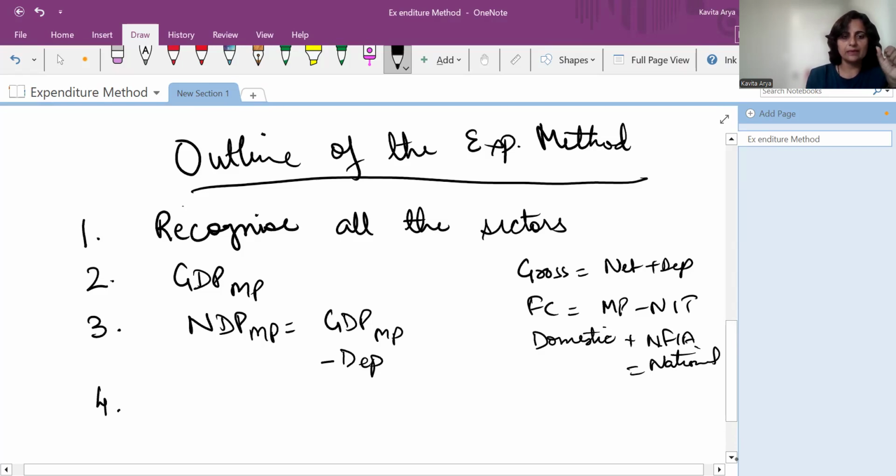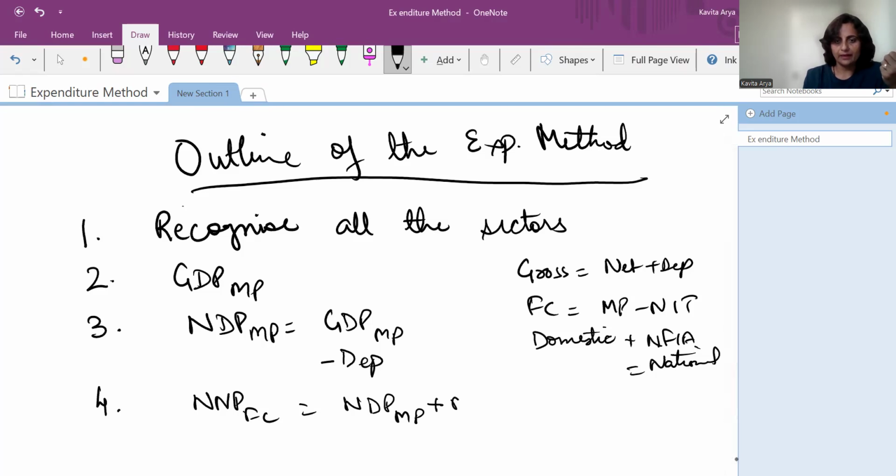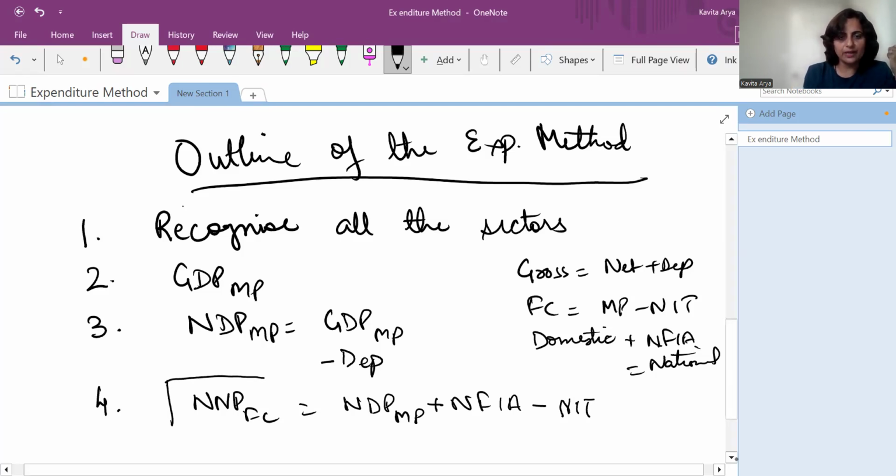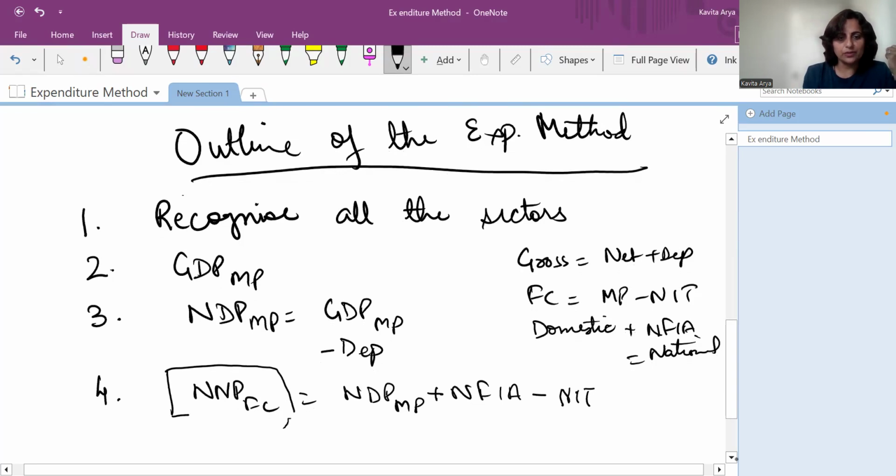And the fourth and the last step is getting the national income, and the symbol of national income is NNP at FC. So I have NDP at MP. What do we do now? Domestic is to be converted into national. So add NFIA, the net contribution from abroad. And then we have MP. So subtract NIT to get NNP at FC. This way, we land into the figure of national income using expenditure method.